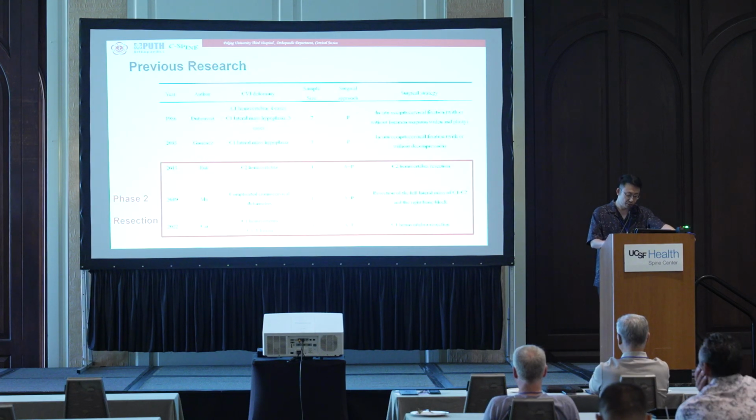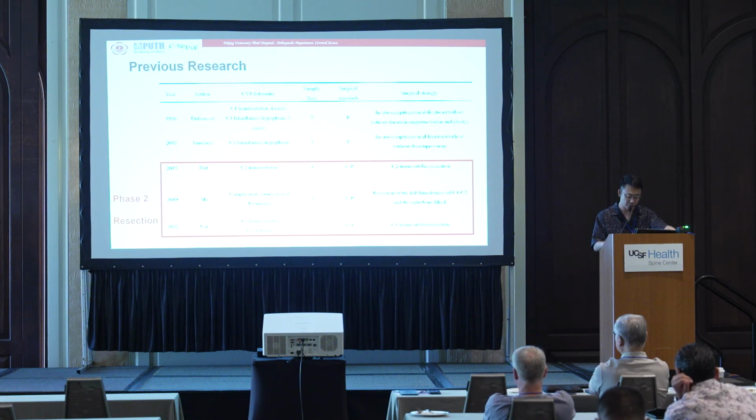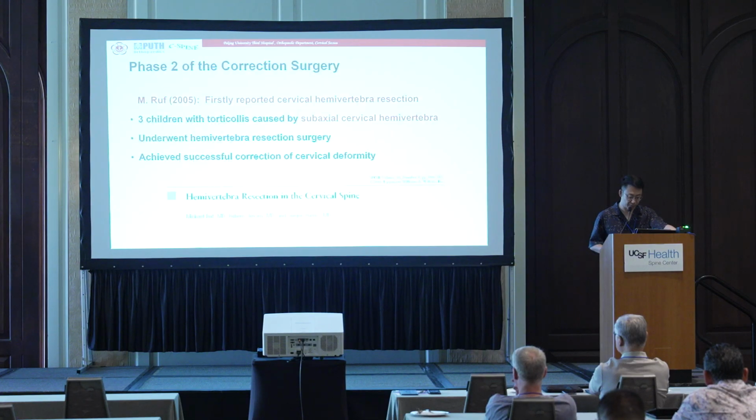Phase 2 marked a critical stage in the evolution of surgical treatment. During this period, spine surgeons worldwide began utilizing combined anterior and posterior approaches to resect the convex side vertebrae responsible for the cervical scoliosis. These procedures were performed with careful protection of the vertebral artery, nerve root, and spinal cord, aiming to restore cervical alignment and prevent further progression of the deformity.